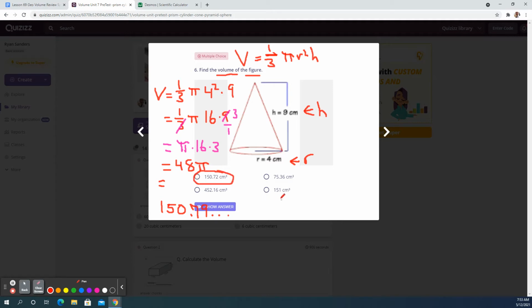This one looks the closest. I wonder if it could be that one too, but this one is definitely closer. Beep, got it.